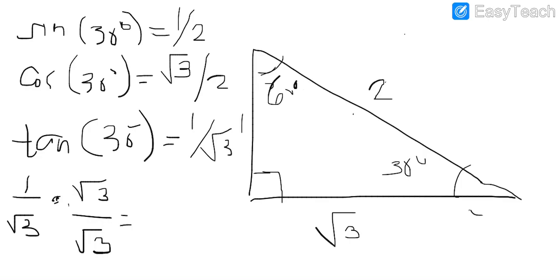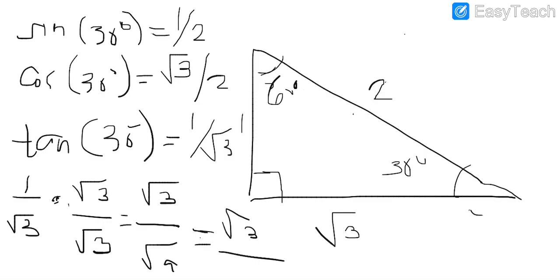Square root of 3. 1 times square root of 3, that is square root of 3, all over square root of 3 times square root of 3, that's square root of 9. Copy the numerator, square root of 3 divided by square root of 9. Now we all know that the square root of 9 is 3, no? So our final answer for the tangent of 30 degrees is square root of 3 over 3.